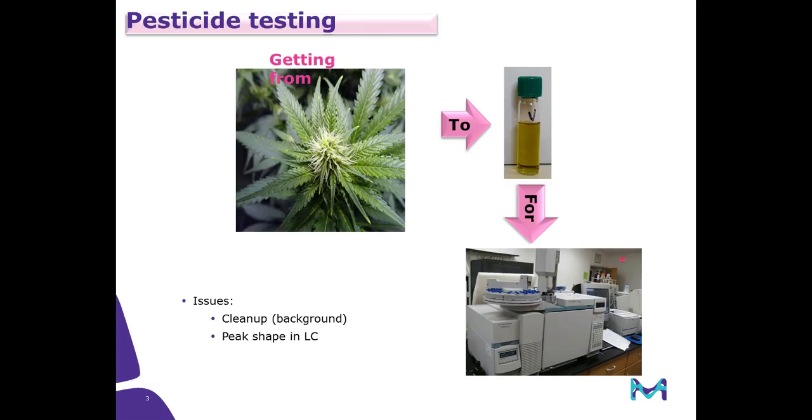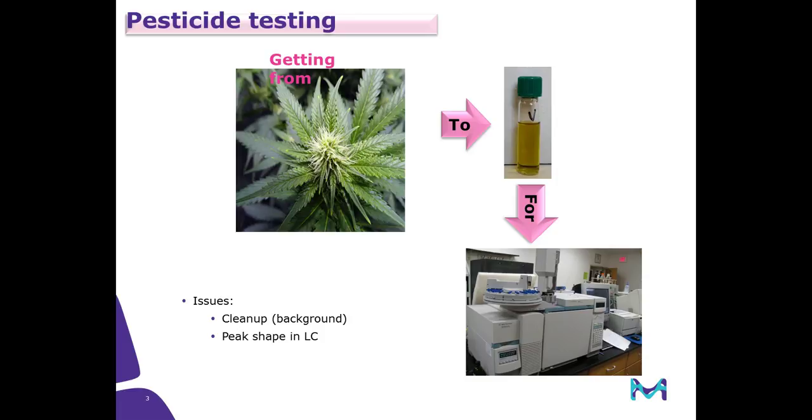So doing pesticide testing. On flower material, you start basically with a beautiful bud, and you have to go through a series of manipulations in the laboratory to get an extract that you can then inject into your analytical instrument. And in the case of pesticides, many of the required pesticides that laboratories have to test for require the use of both GC and LC mass spec to be able to cover the entire list.